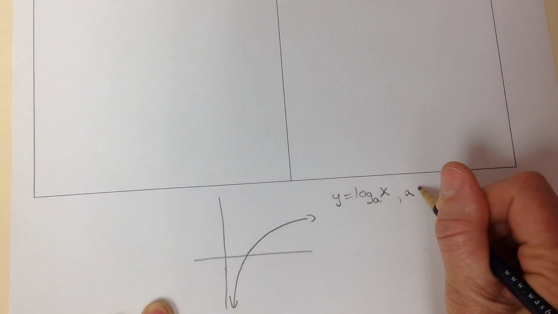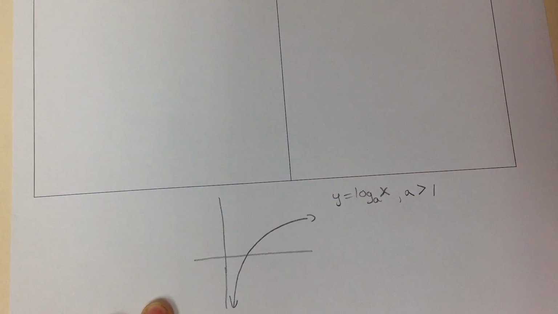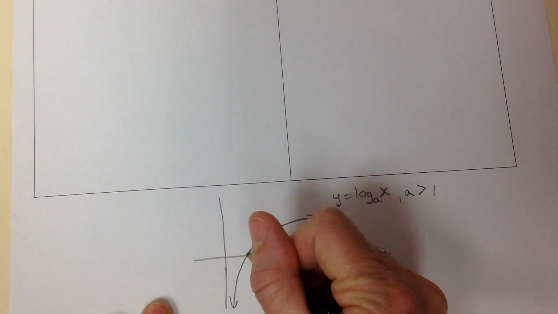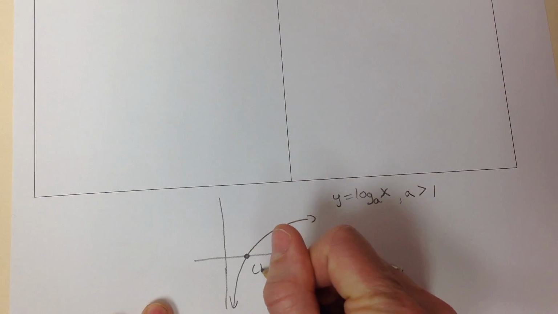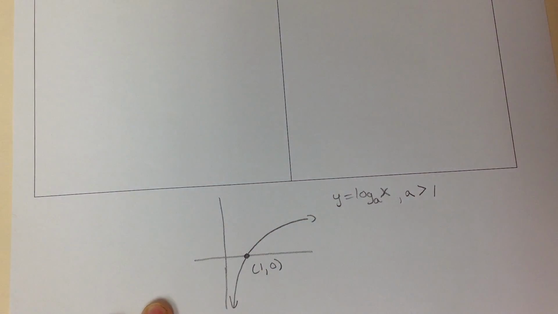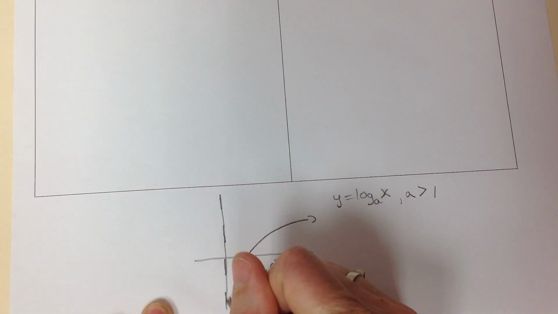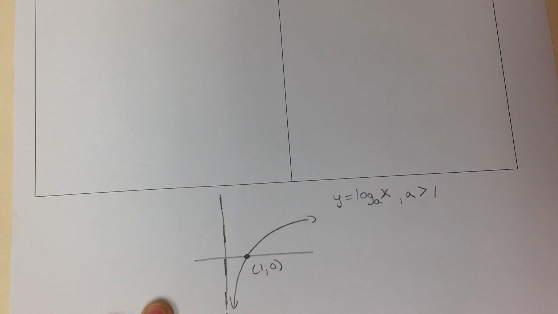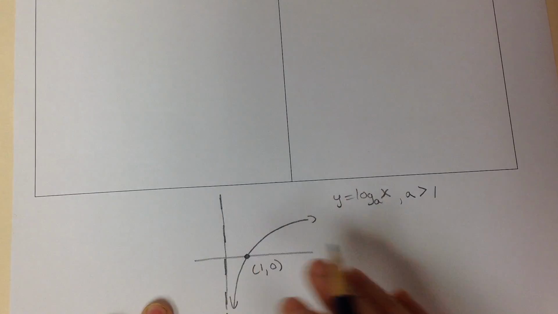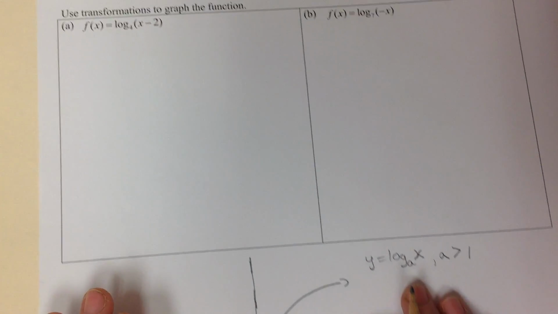Here the base has to be larger than 1, but those are the types of logarithm graphs we're going to focus on. It goes through the key point at (1, 0) for the x-intercept, and there is a vertical asymptote right along the y-axis. Okay, so that's the general shape that we're going to be moving.